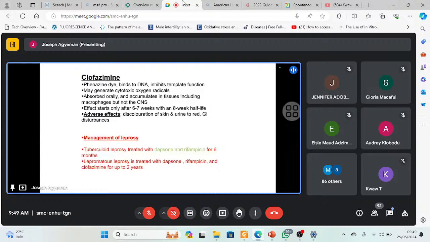reddish discoloration, GI disturbances, vomiting, diarrhea, and what have you.